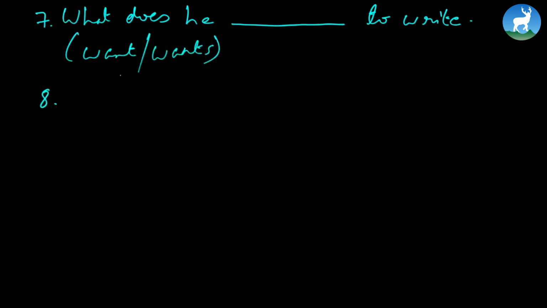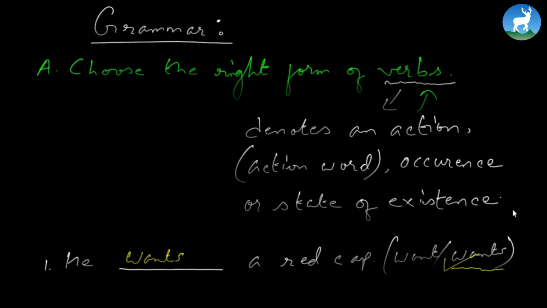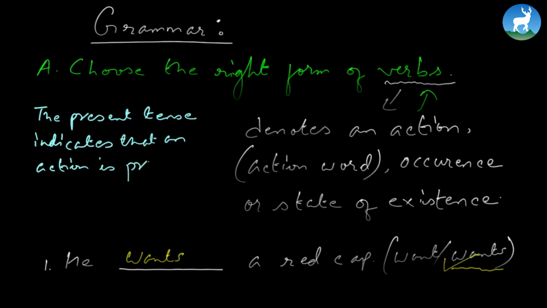First, let's copy down the numbers here. Number seven, what does he do to write? In want and wants, right? Does he want a song? He wants a red cap. Now, the options we've been given here are all simple present. The present tense indicates that the action is present now. And we're following the simple present tense. Don't forget that.